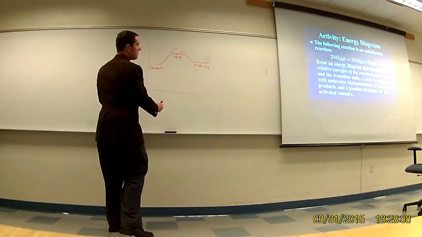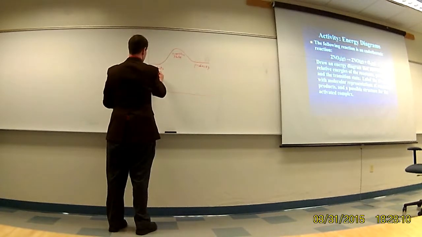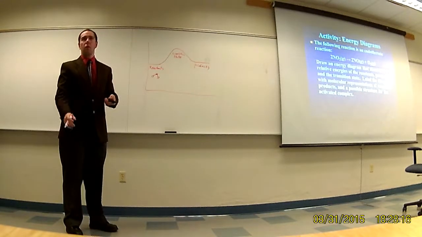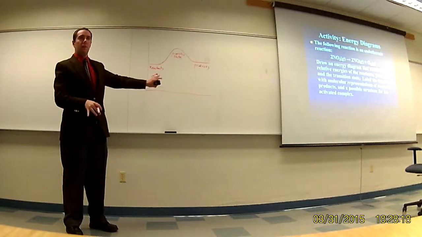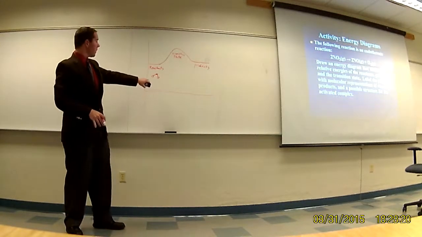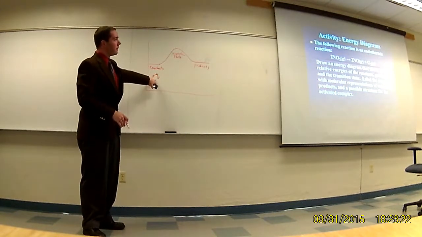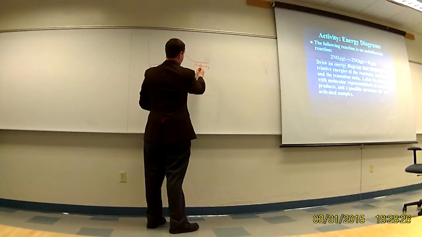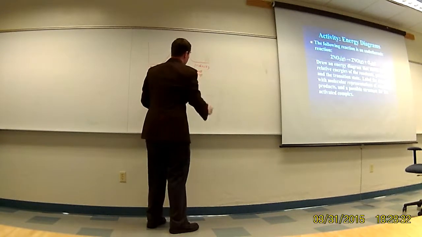So our reactant is NO2. So we'll say it looks like this. You'd have to do the whole Lewis dot structure thing to figure out what it's going to look like. Okay. We're going to say NO2 looks like that. Our product, we have NO and O2.